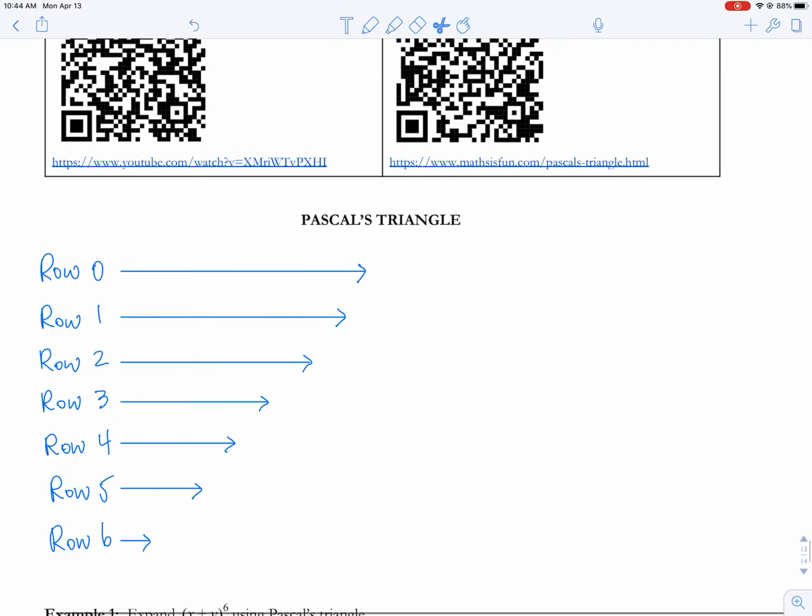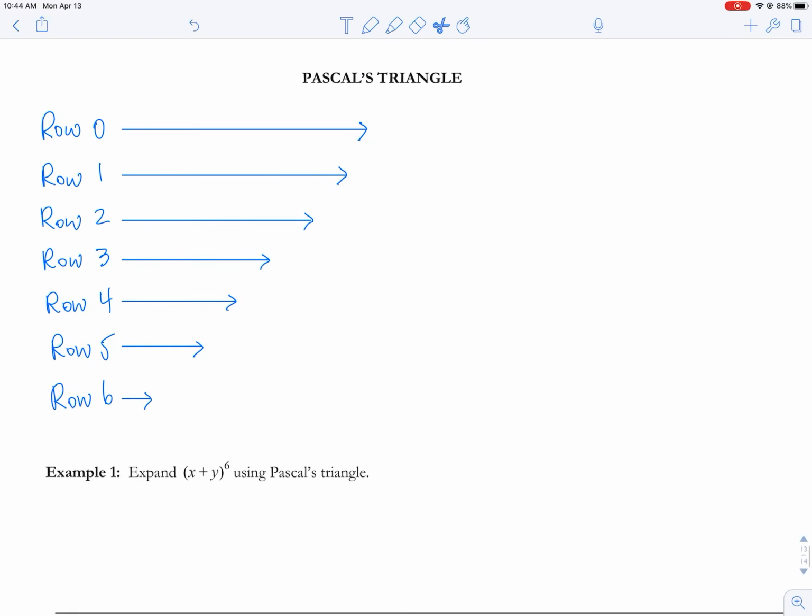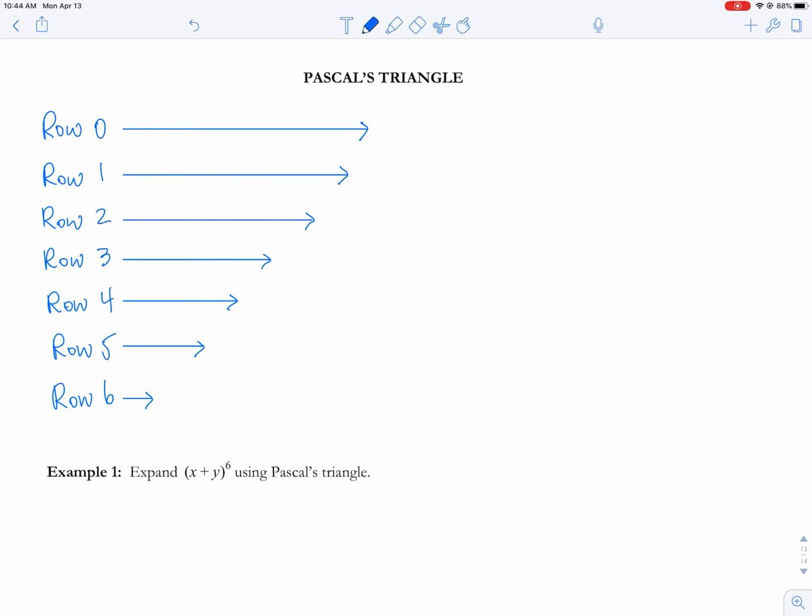Okay, now that you're back and you've learned about how we create Pascal's triangle, we're going to build our first Pascal's triangle. Row 0 always starts with 1. Row 1 also has 1s in it. Now row 2 is where we have to think a little bit. It starts with a 1. Now we add the 2 numbers above it. We get a 2, and it ends with a 1.